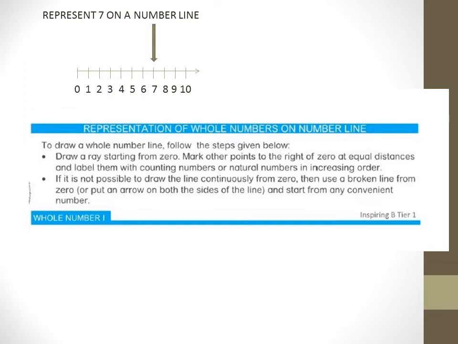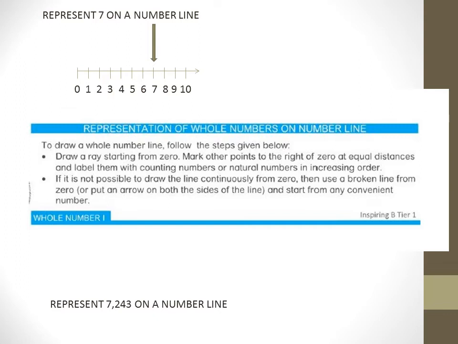Now the second point, if it is not possible to draw the line continuously from 0, that means if it is a big number. So again, let us take an example. Represent 7243 on a number line. Now let us go back to the point.